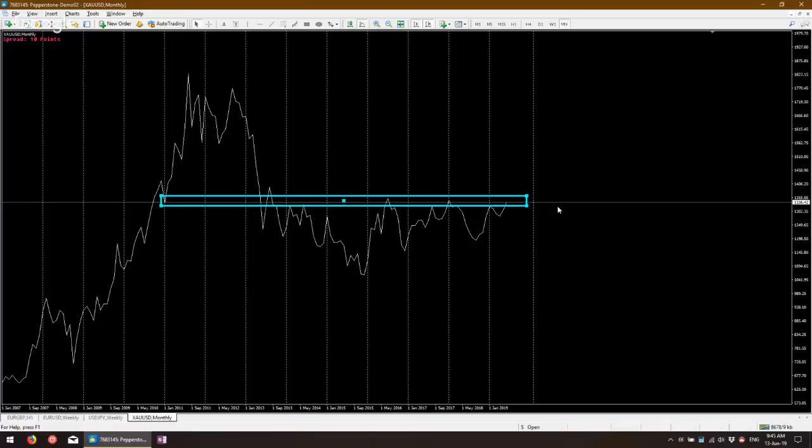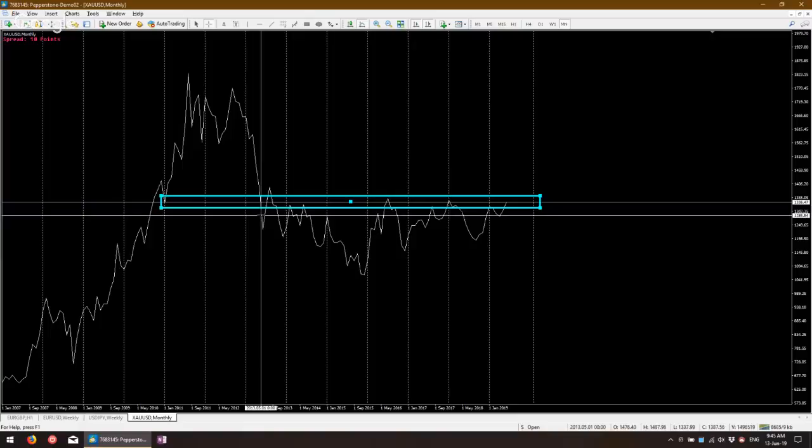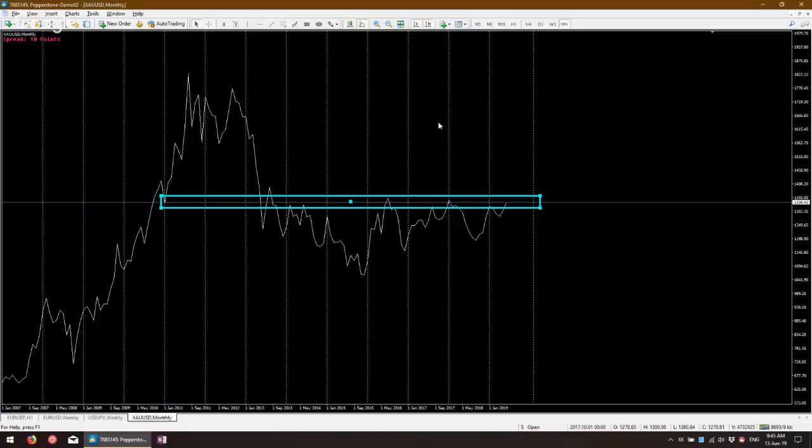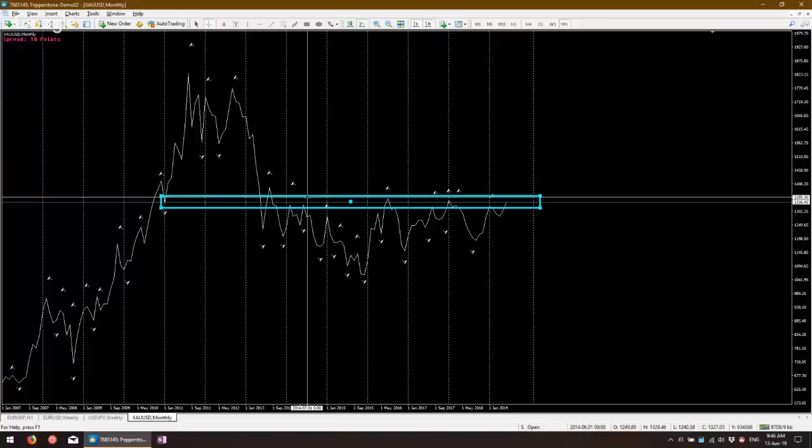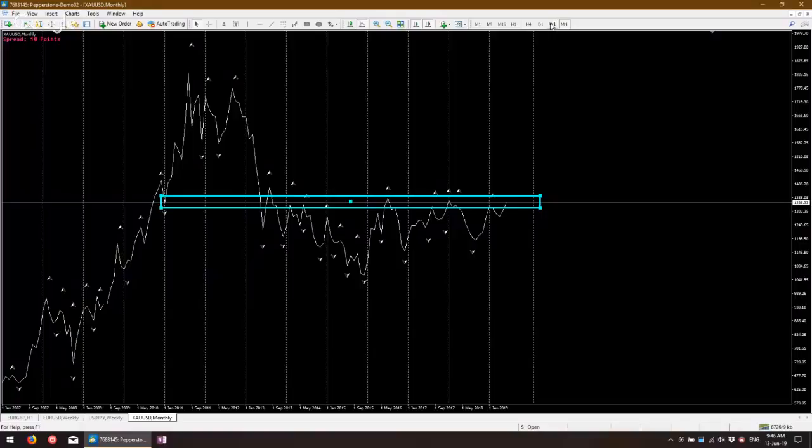So we have here a touch, then here it broke, but here a touch. This probably was a weak touch. I forgot to put my fractals. Put the fractals. Yeah, this was a weak touch. Touch here. We are right now here. So in the weekly, this is right now our resistance, in the monthly. Then I will make this large.